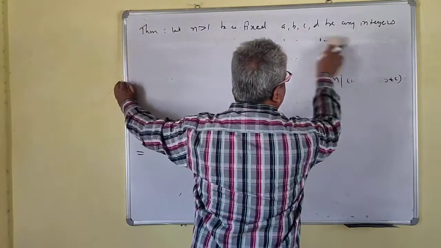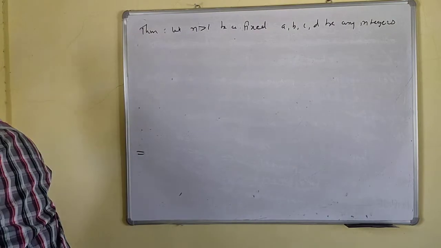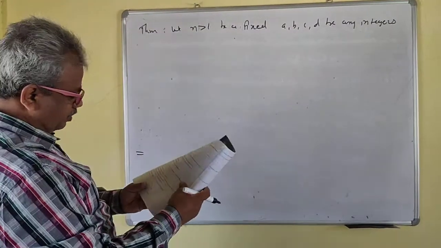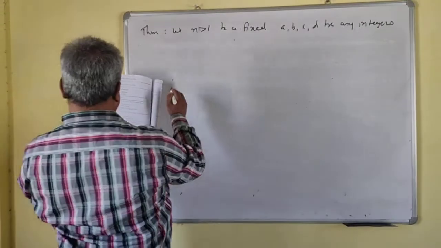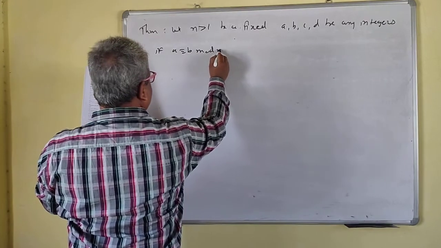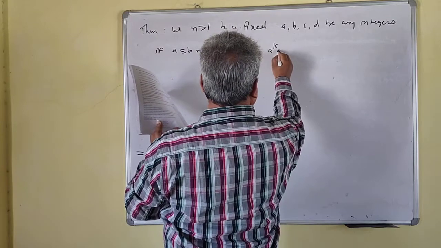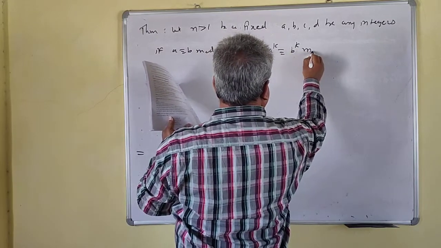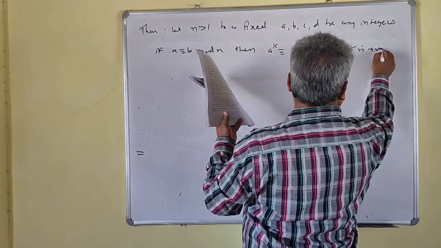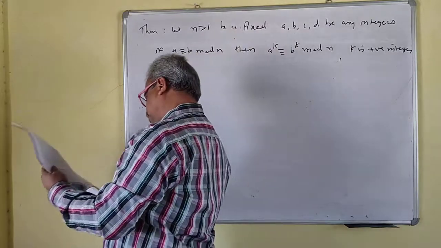Okay, so we'll take the next theorem. Let A, B, C, D be integers. If D is not there, then no need to have D. If A is congruent to B mod N, then A raised to K is congruent to B raised to K modulo N, where K is a positive integer.